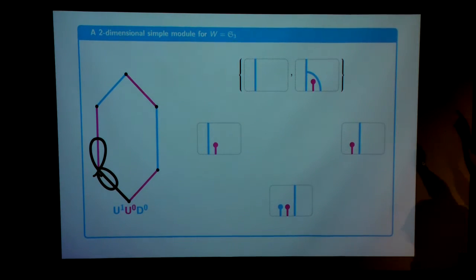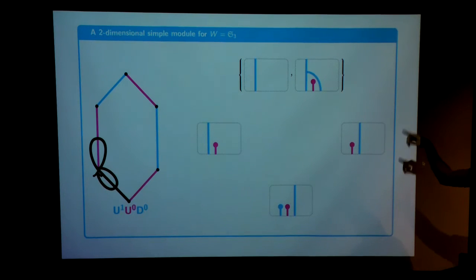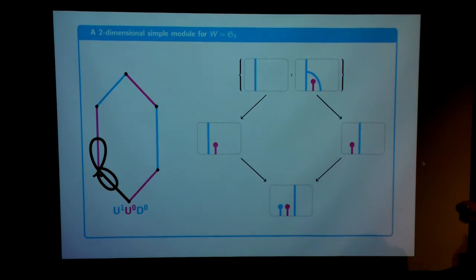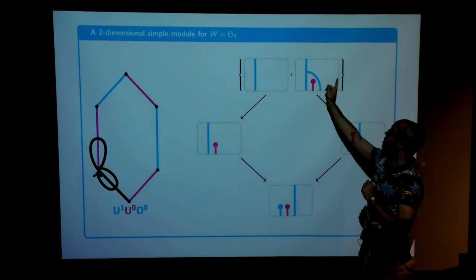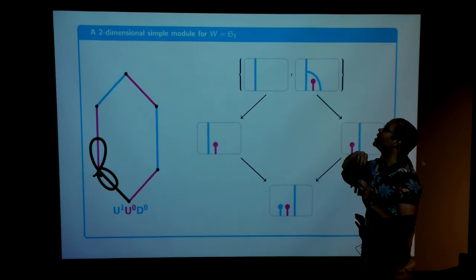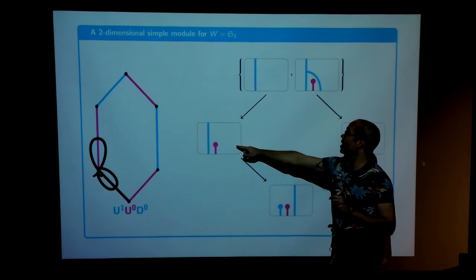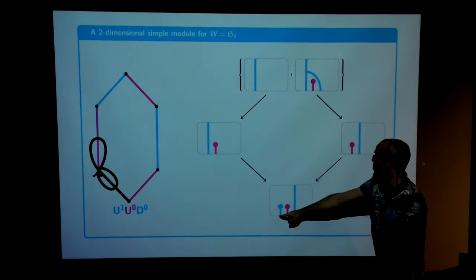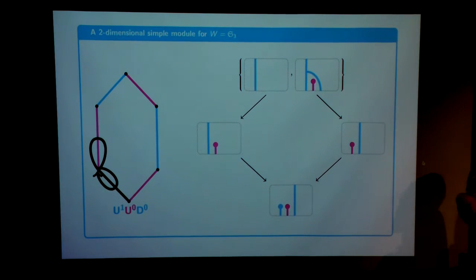And I claim that this is actually going to be the submodule structure for this standard module. I claim that this module has a two-dimensional head, which does not depend on the characteristic of the field. And then it has composition factors corresponding to blue-pink, pink-blue, and blue-pink-blue in the relevant gradations.